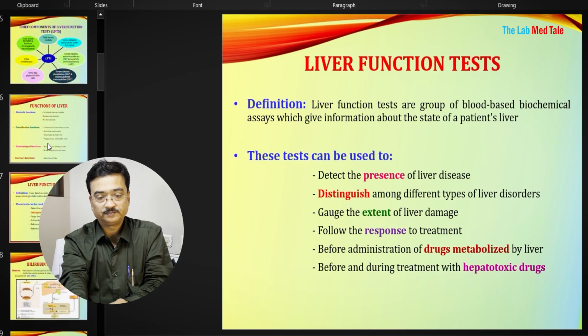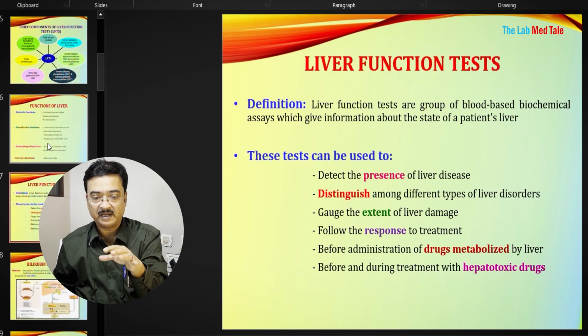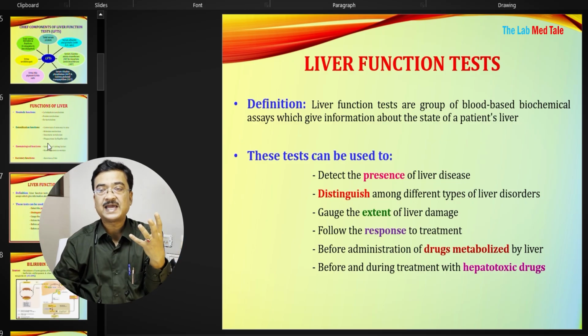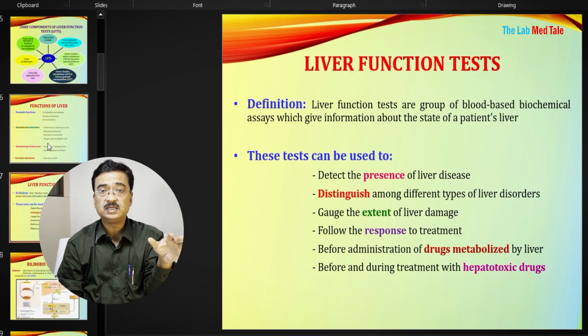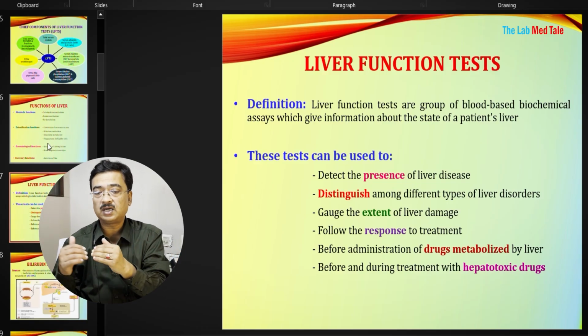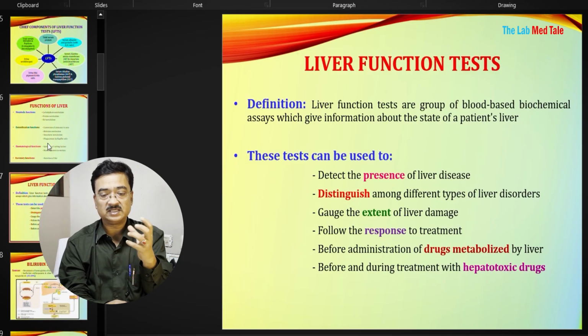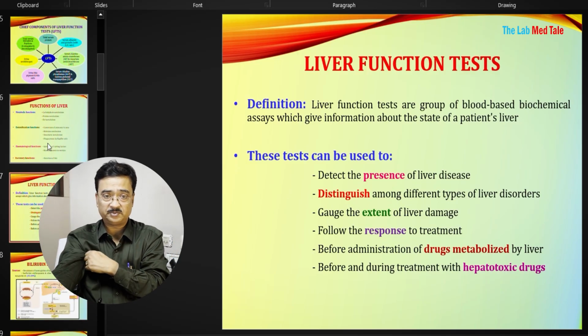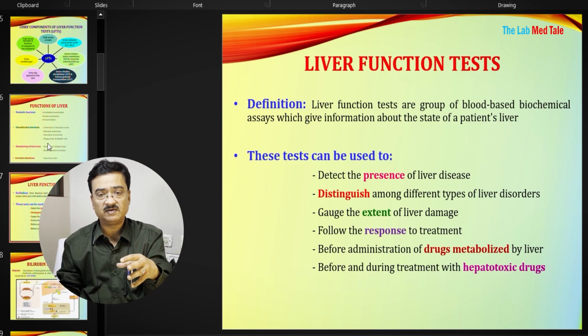So the liver function test, as I told you, is a battery of tests which detects the condition of your liver, whether any liver disease is present. If any liver disease is present, what kind of disease it is, that means types of liver disease can be distinguished. Not only that, the extent of liver disease, whether it's a preliminary condition or extensive liver damage, can also be detected.